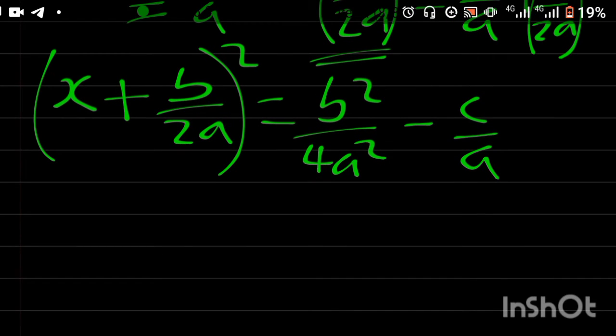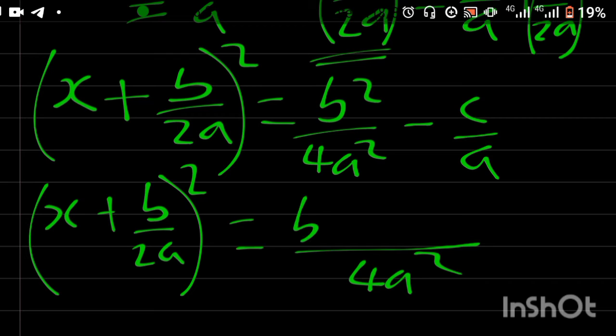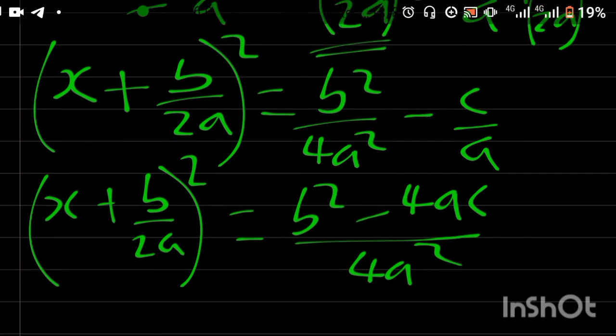The next thing, we work on the right hand side more. (x + b/2a) raised to the power of 2 is equal to the LCM of 4a squared and a, which is 4a squared. 4a squared goes in 4a squared, I have b squared. 4a squared goes in 4a squared, we have 1. 1 times b squared is b squared. Then minus, a goes in 4a squared, I have 4a. 4a times c, that is 4ac.